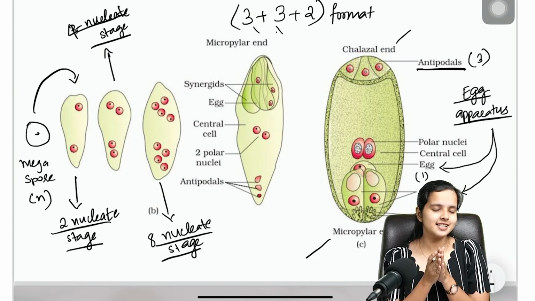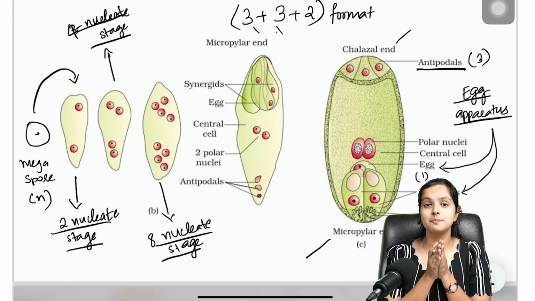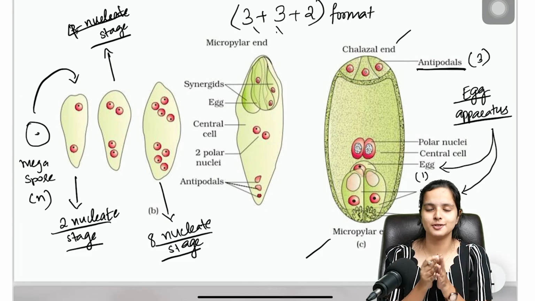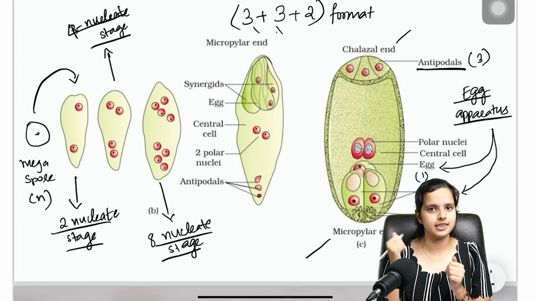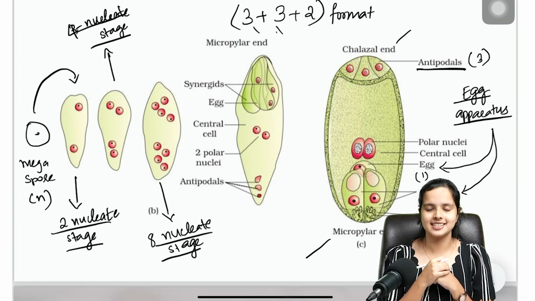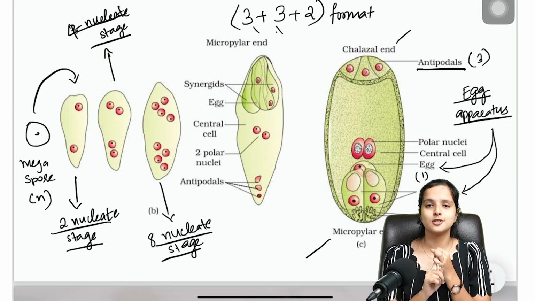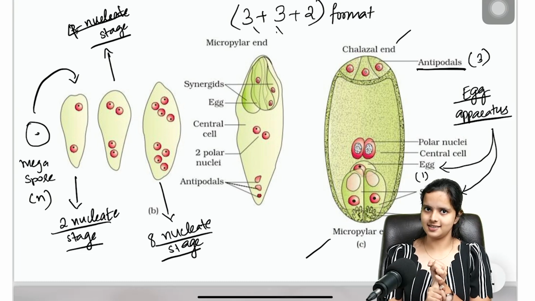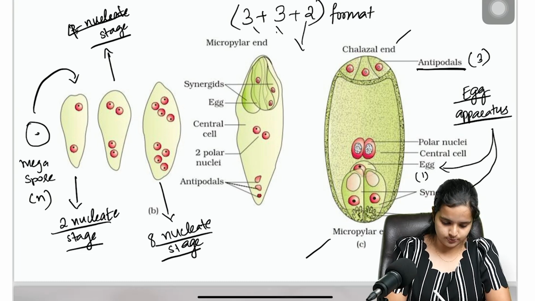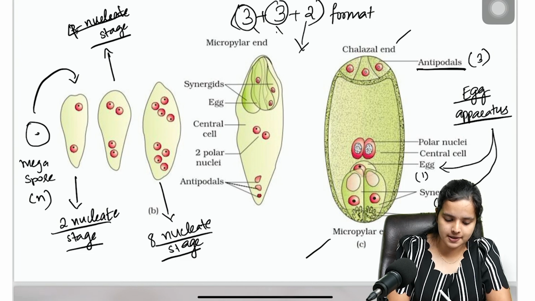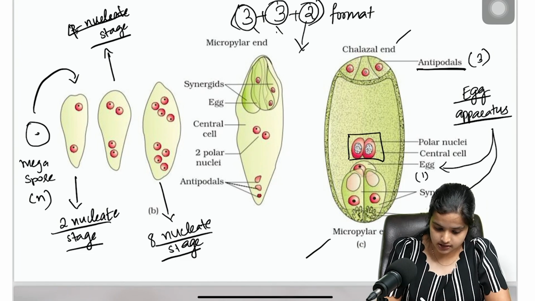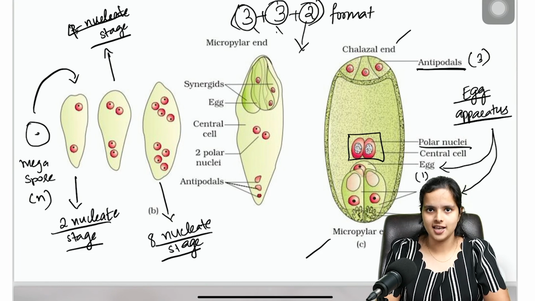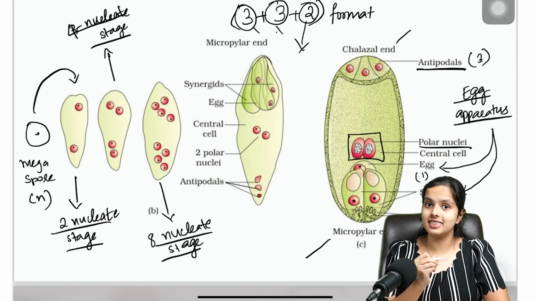Okay, so the princess over here, the main important character, is the egg, right? And that egg has two cells at the right and the left side, and they are known as the synergids. And the egg and the synergids together make up the egg apparatus. Okay, and the other two, we were talking about 3 plus 3 plus 2 format, right? So the rest two is at the center, which is known as the polar nuclei. There will be two polar nuclei at the center.